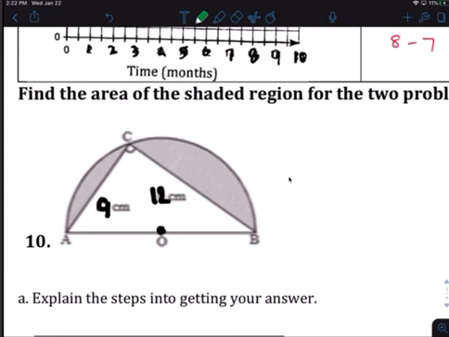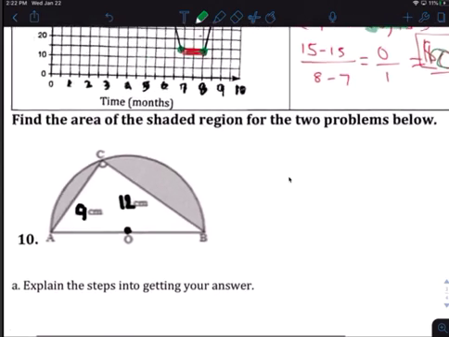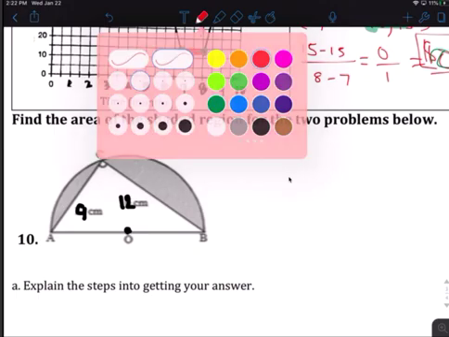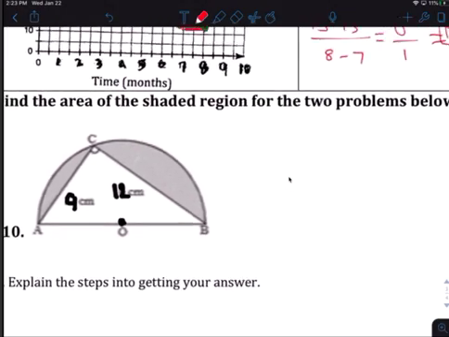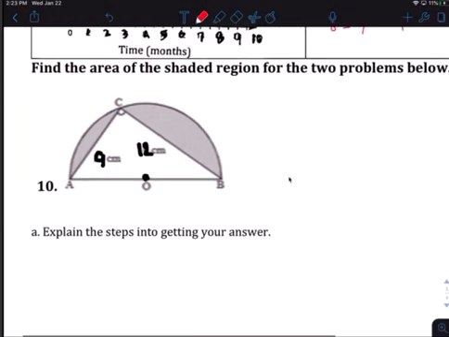Find the area of the shaded region for the problems below. Okay. Explain the steps in getting your answer. Okay, that's really important. But step 1 was to find area.